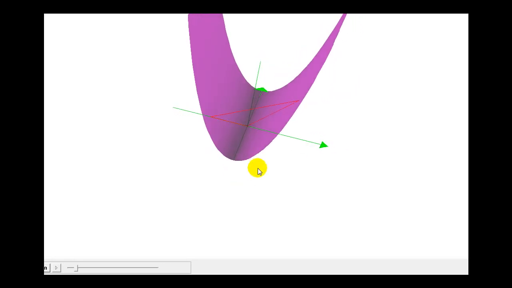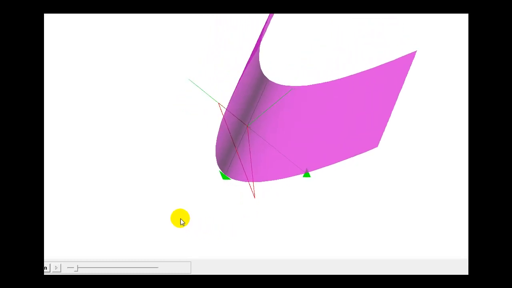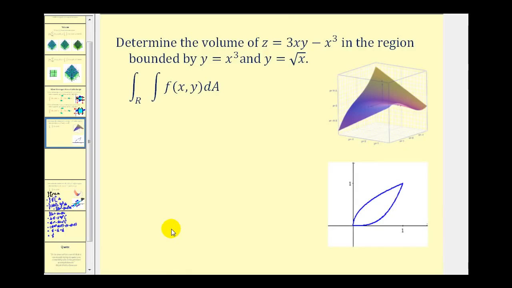Let's go and take a look at another example. Here we have our function, and the region is bounded by y equals x cubed and y equals the square root of x. So the more we know about these functions, the easier it should be.